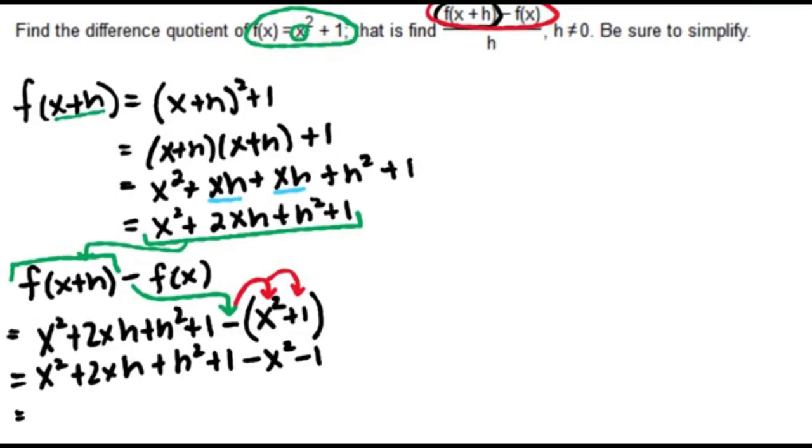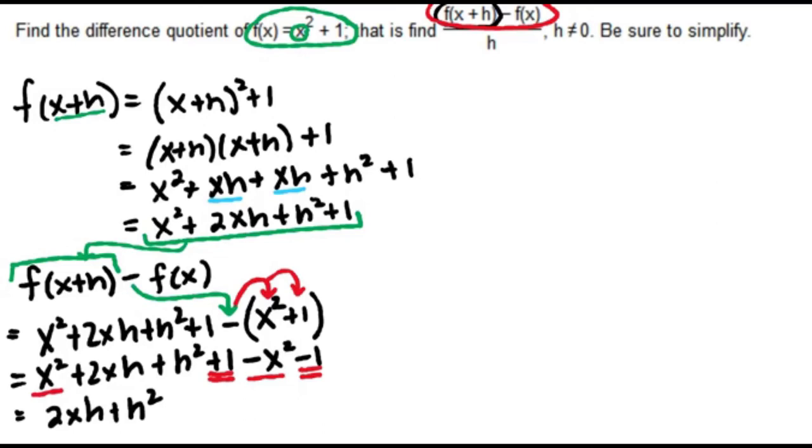So we have a little simplifying that we can do here. I have some like terms. I have a positive x squared and a negative x squared. Those are like terms, and when you combine them, it becomes 0. We also have a plus 1 and a minus 1. Those are like terms, and when you combine them, it becomes 0. So I'm going to carry down these other terms that are remaining, 2xh plus h squared.